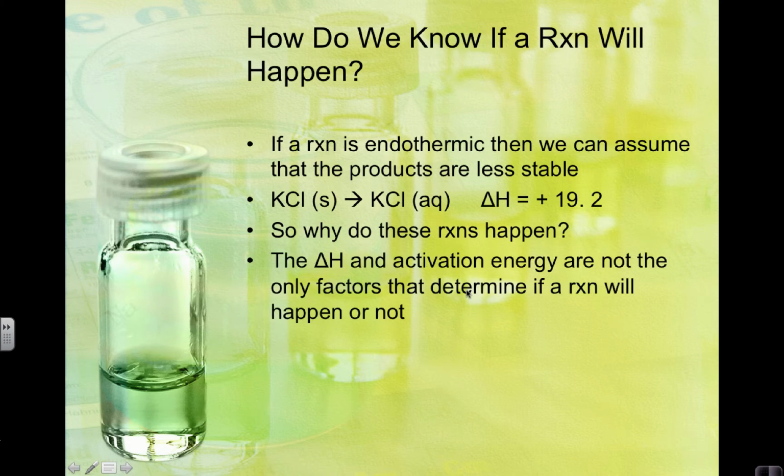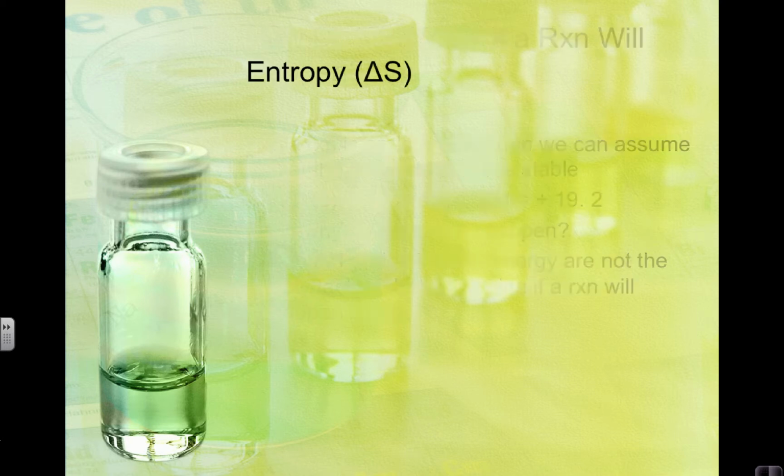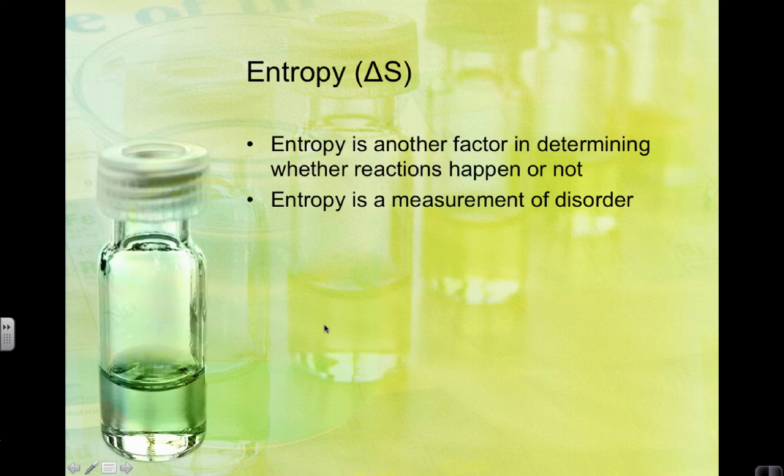Well, that's because delta H and activation energy are not the only factors that determine if something happens. We have another variable called entropy. So entropy is actually a measurement of disorder. So if you look at something that is disordered, it has a lot of entropy. If you look at a messy desk versus a clean desk, the messy desk is going to have much more disorder than the clean desk. So basically, if it's more organized, there's less disorder, and then there's less entropy.